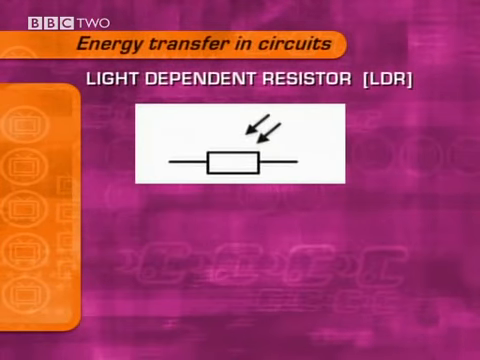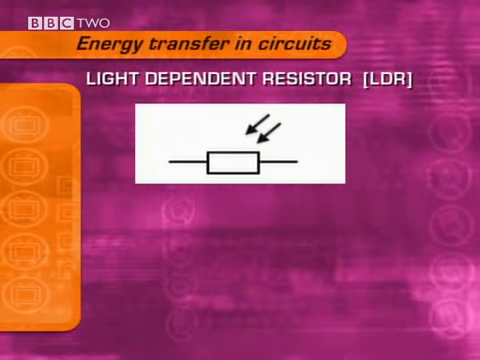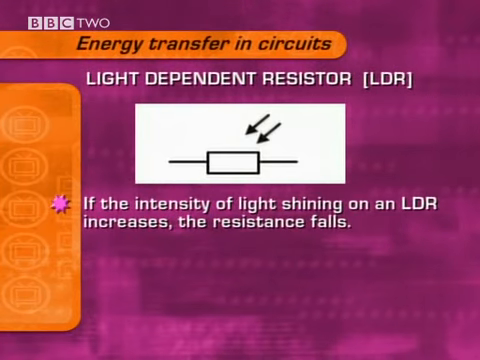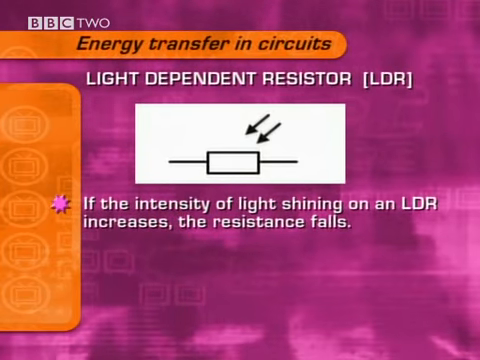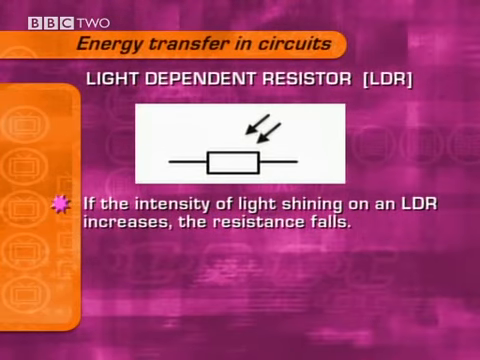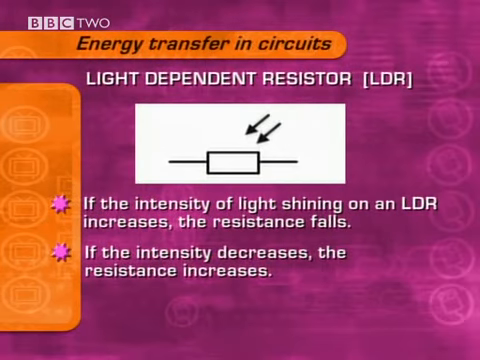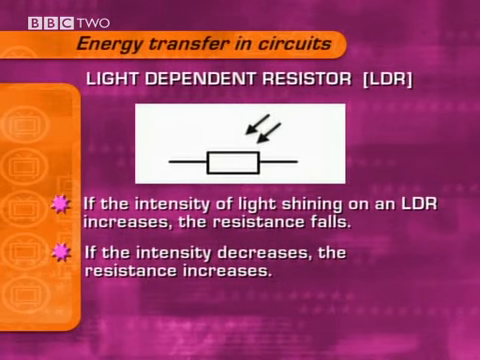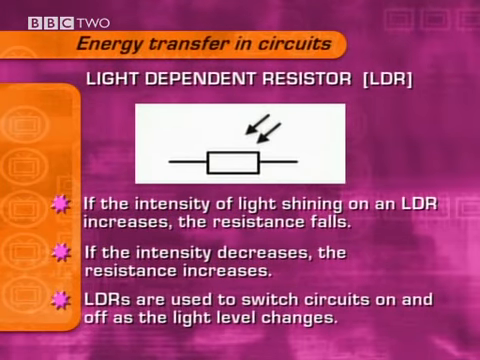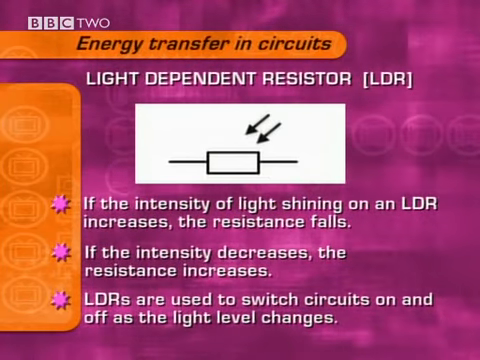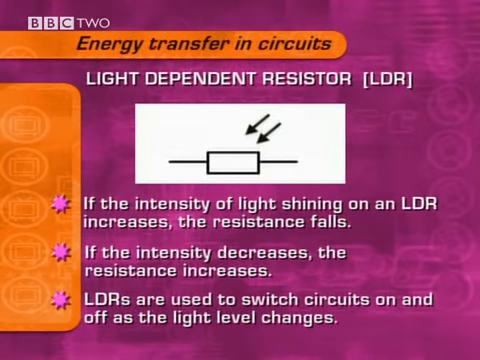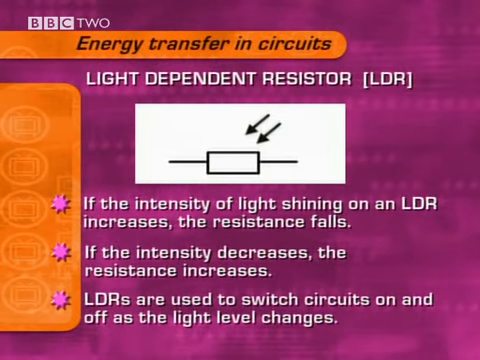A light-dependent resistor, or LDR, behaves in a similar way. If the intensity of light shining on an LDR increases, the resistance falls, and if the intensity decreases, the resistance increases. LDRs are used to switch circuits on and off automatically as the ambient light level changes, like in streetlights.